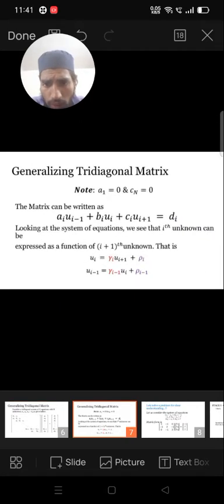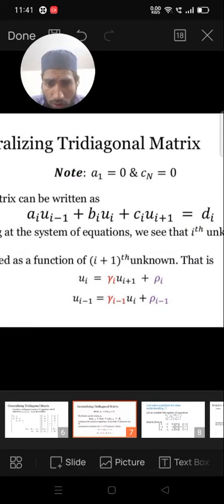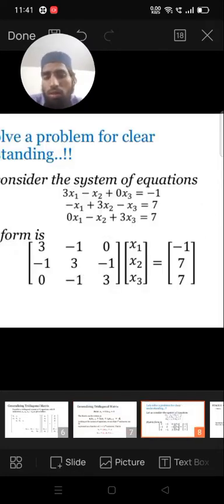So looking at the system of equations, we see that the ith unknown can be expressed as a function of the i plus 1th unknown, that is ui is equal to yi ui plus 1 plus pi. Similarly, ui minus 1 is equal to yi minus 1 ui plus pi minus 1.